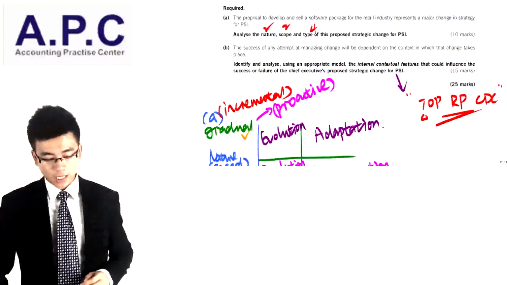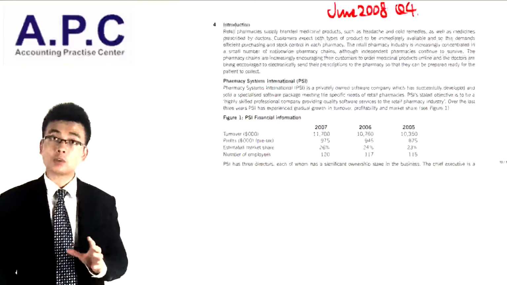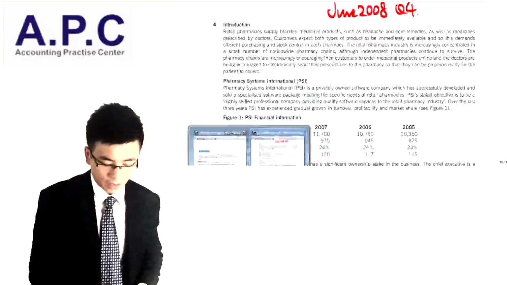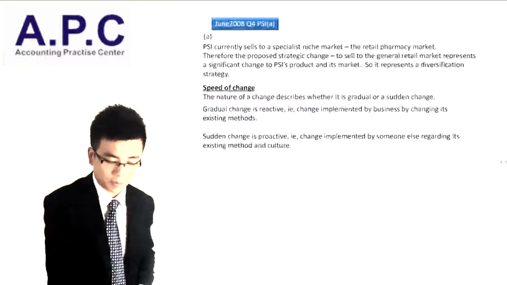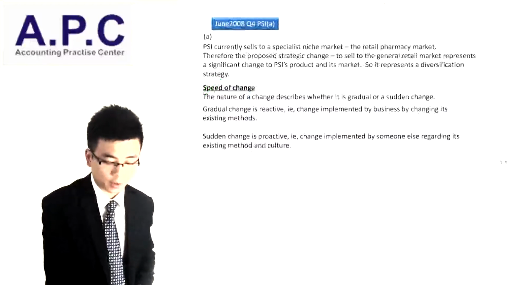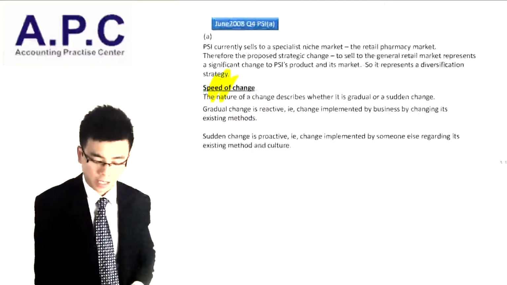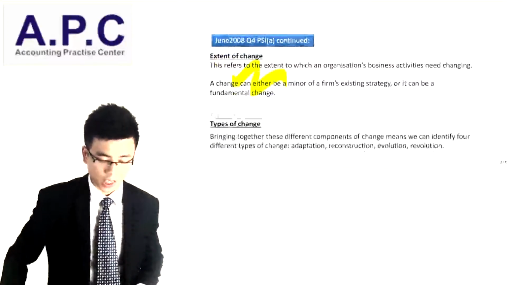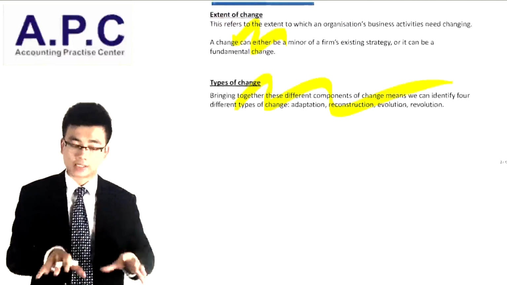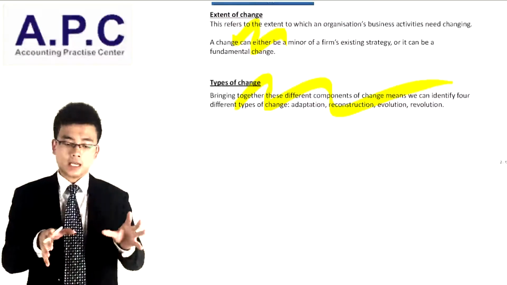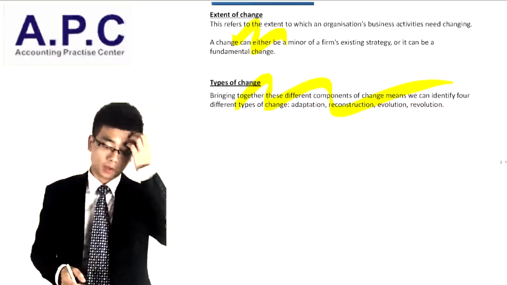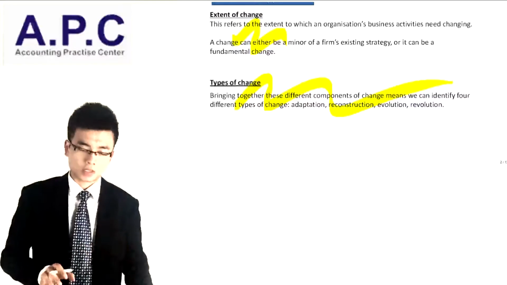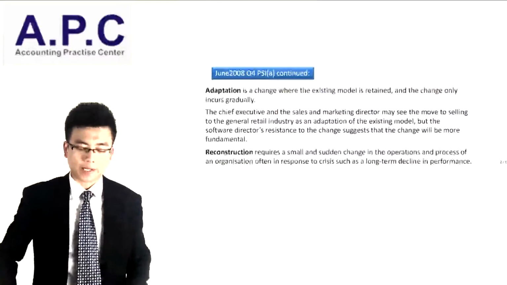So let's have a read through this scenario firstly before actually moving any further. But before that, for the answer here, just present the speed of the change, which is the nature of the change, and also the extent of the change, and also the types of the change as well. Okay, so these are the basic textbook knowledge that you have already learned from your tuition study, and also from the last picture I just gave you. But how are we going to apply that to the scenario then?